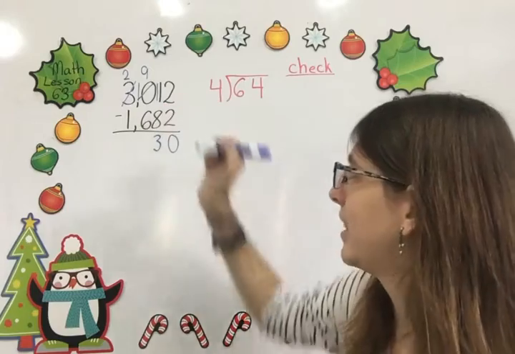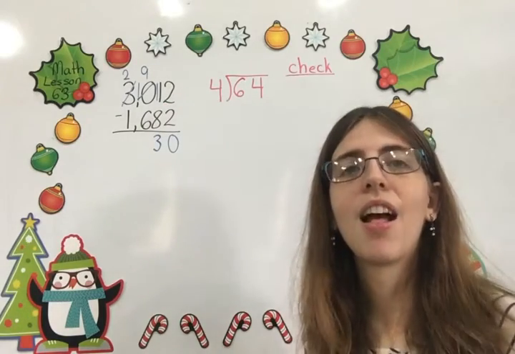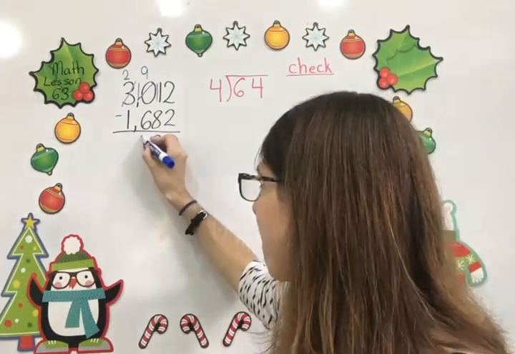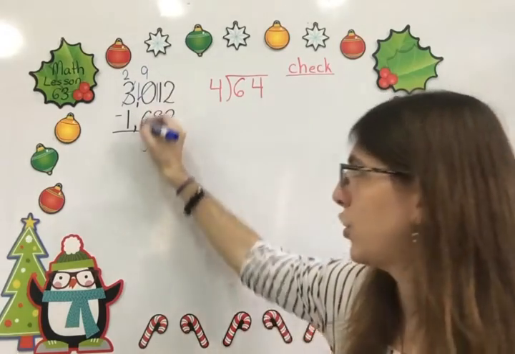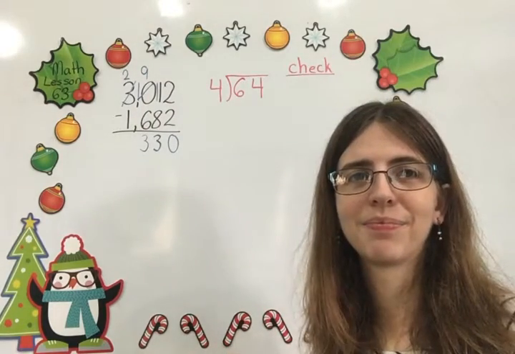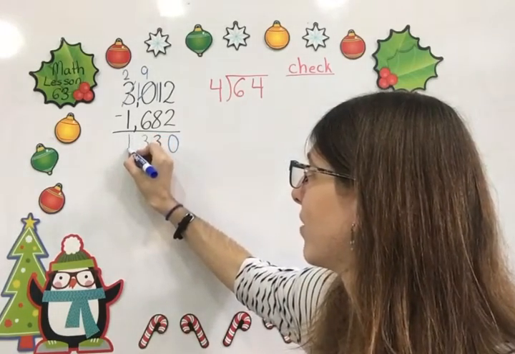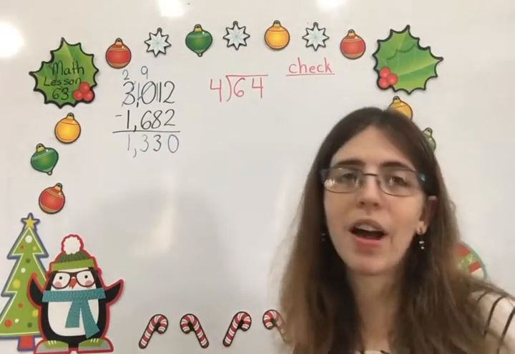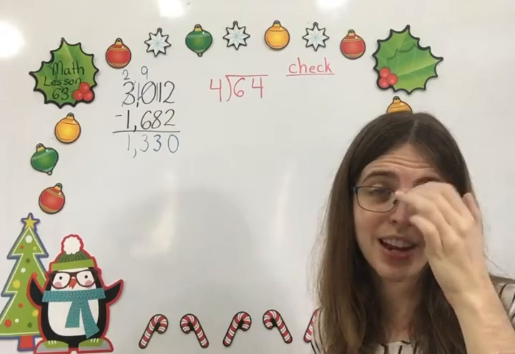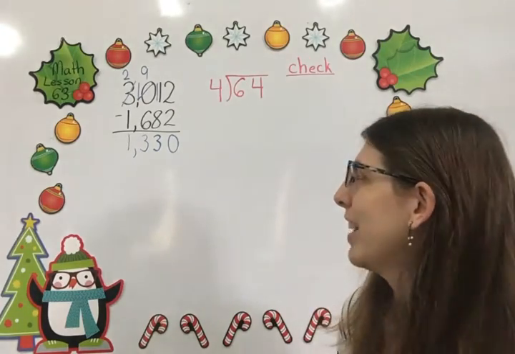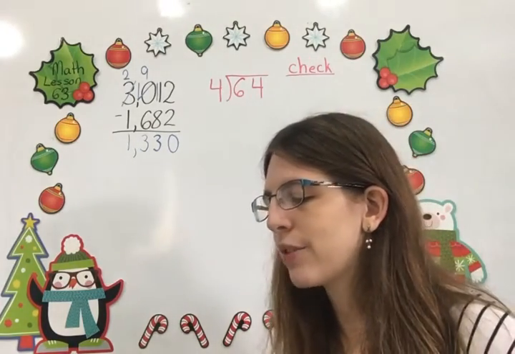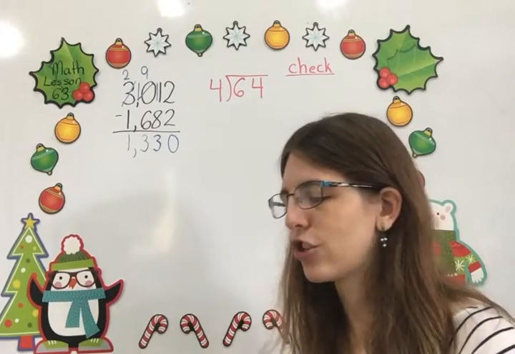9 minus 6 is 3. 2 minus 1 is 1. So I have 1,330. All right. Number 3, you just need to write the answers for the measures.